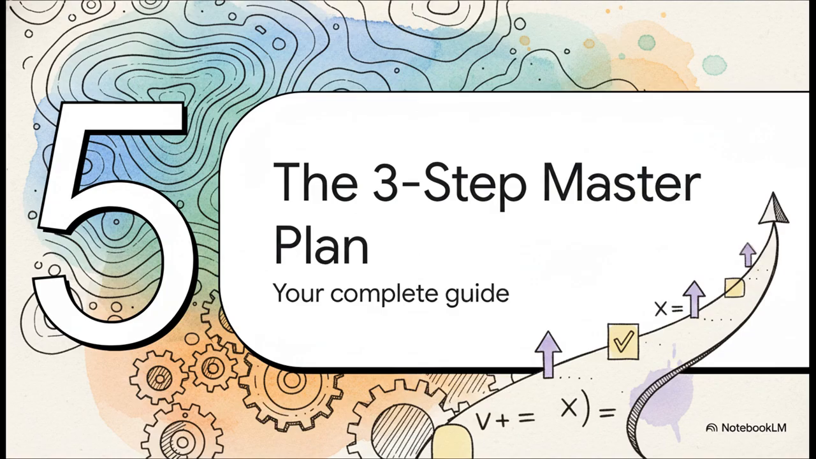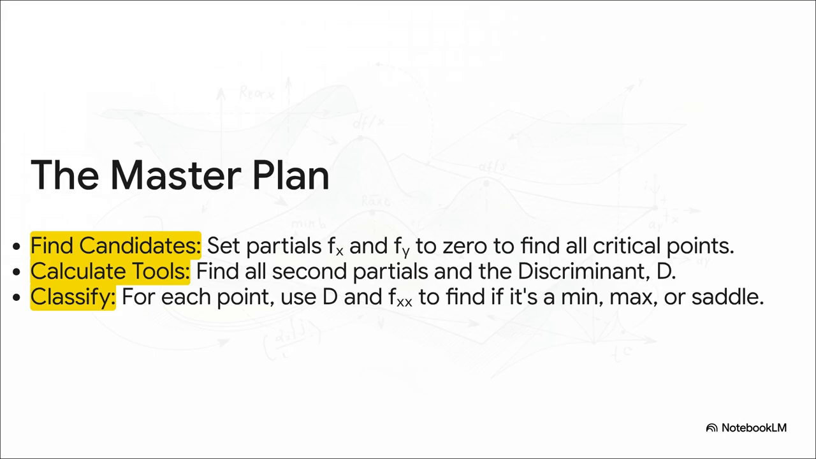All right, we've been through a lot, so let's just zoom out for a second and boil all of this down into a simple, step-by-step plan you can use on any of these problems, no matter what they throw at you. And here it is, your 3-step master plan. It never changes. Step 1, find your candidates. That's your first partials set to 0. Step 2, calculate your tools. That's your second partials and your D formula. And step 3, classify. Test every single candidate. You just find them, tool up, and classify them. If you can remember that, you are golden.